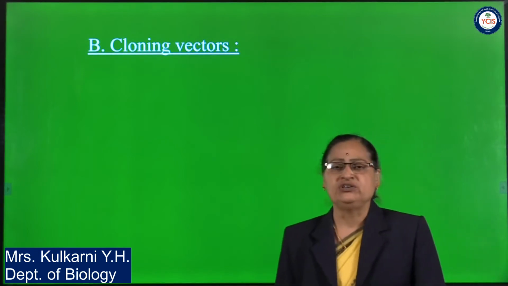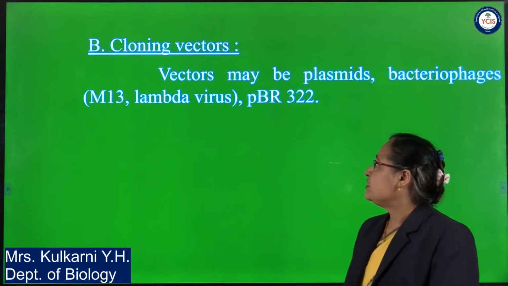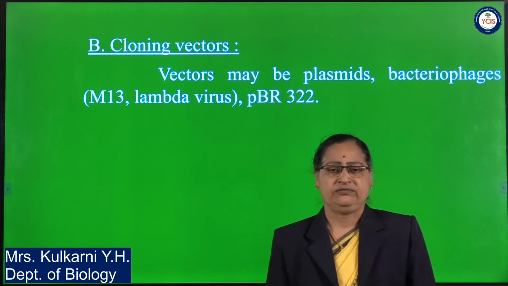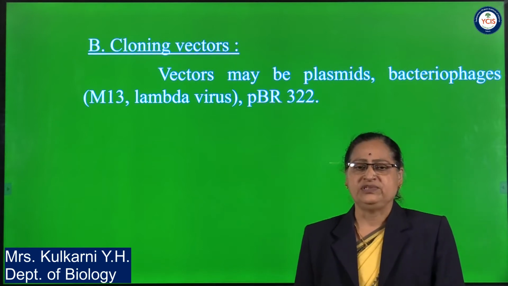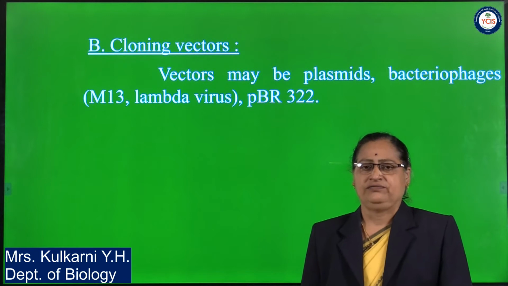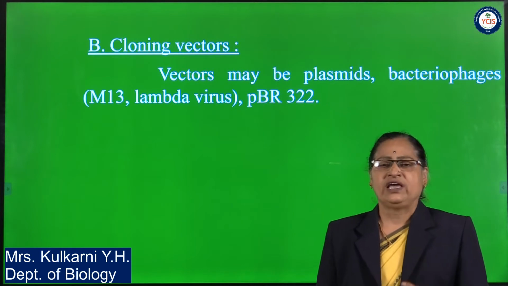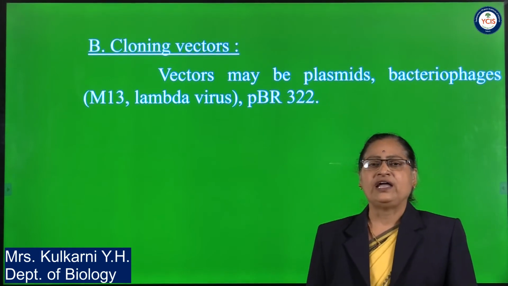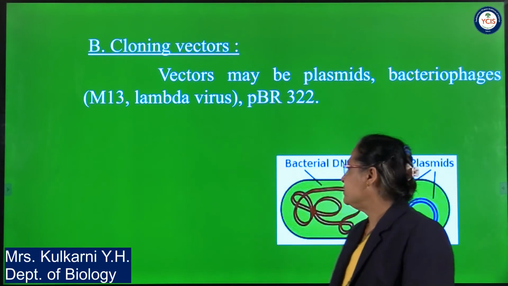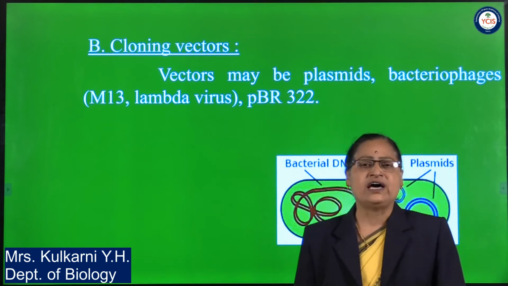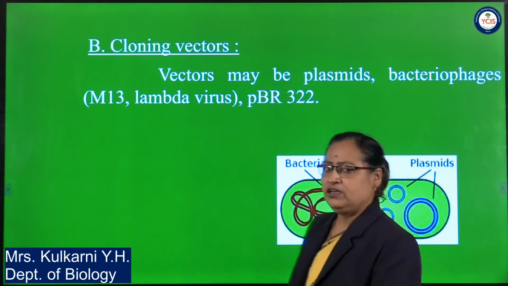Then the second biological tool we have to study is the cloning vectors. So which are these vectors? Vectors are DNA, which carries, means vectors means vehicles. They carry foreign DNA. So vectors are DNA molecules that carry foreign DNA and replicate within the host cell. Vectors specially used are plasmids. So see here, these are the plasmids.